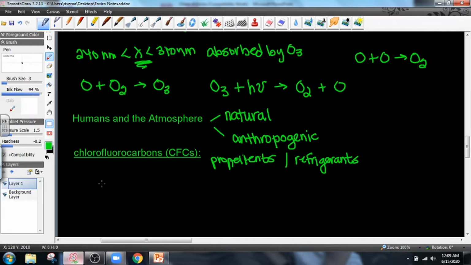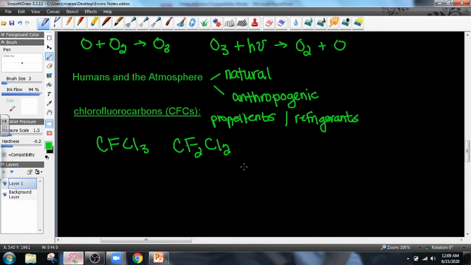So what are chlorofluorocarbons? There are two main ones. One is CFCl3, and the other is CF2Cl2. These were the two main CFCs that were being pumped out into the atmosphere a lot. They are very unreactive in the lower levels of the atmosphere. They're insoluble in water. All of which to say is they're tough to get rid of, you guys.